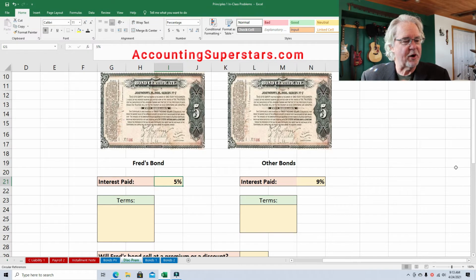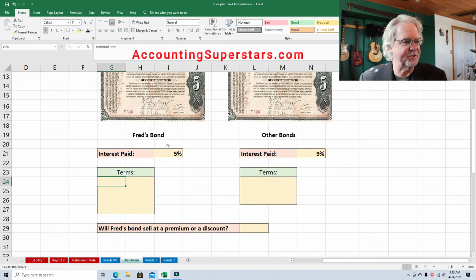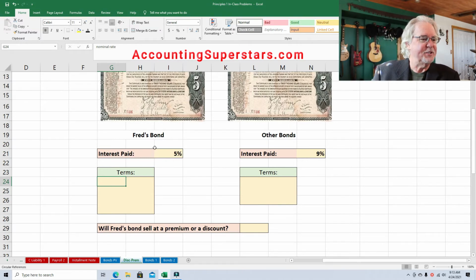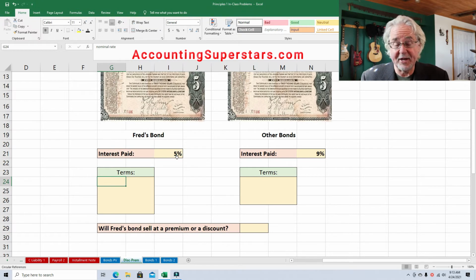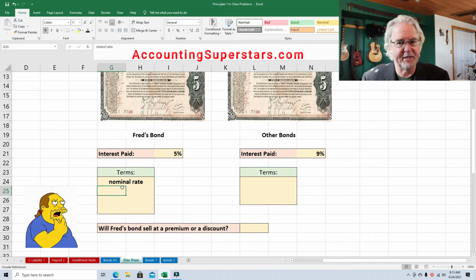So now, there are some terms that you want to get used to. And I don't know what terms your book is going to use, but here is what you hear very commonly in the financial news. The interest rate for Fred's bond, that interest rate of 5%, is fixed. That's right there on the face of the bond, or if it's not on the face, it's on the pages attached to the bond. So this 5% does not change. So we call it the nominal rate. Okay, so that 5% would be called the nominal rate.